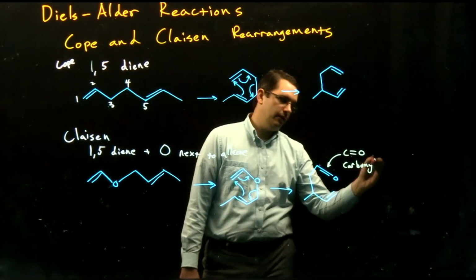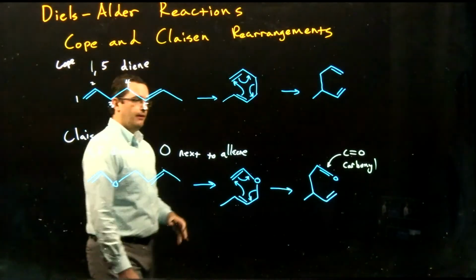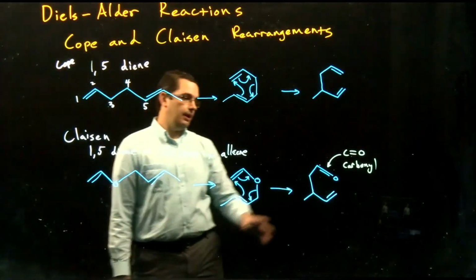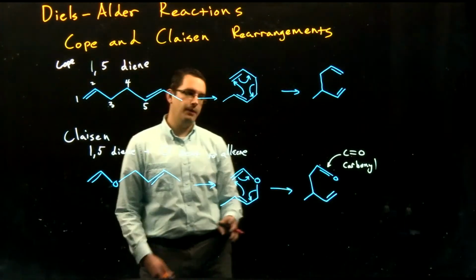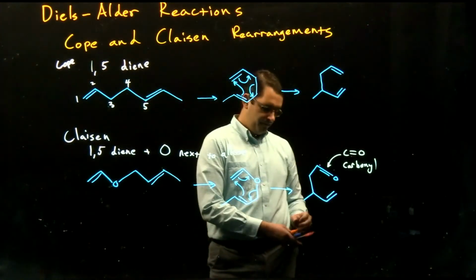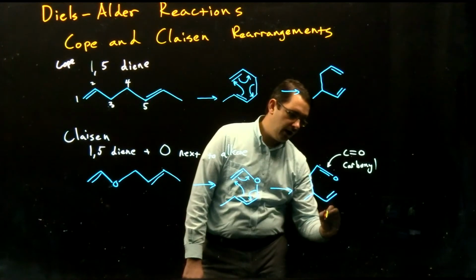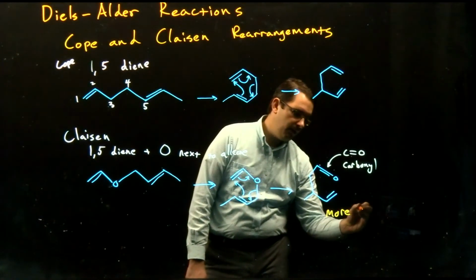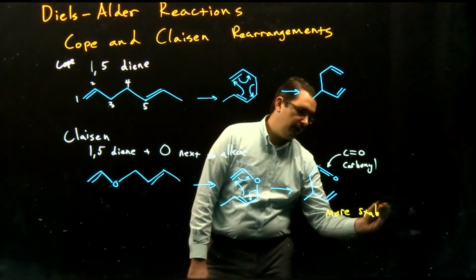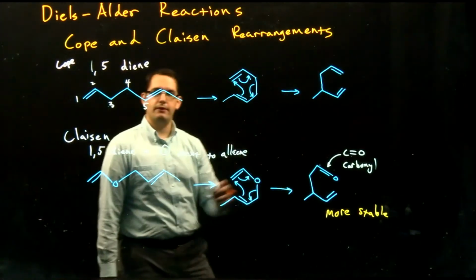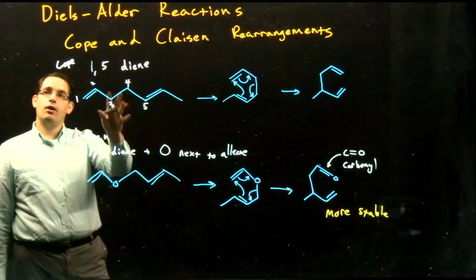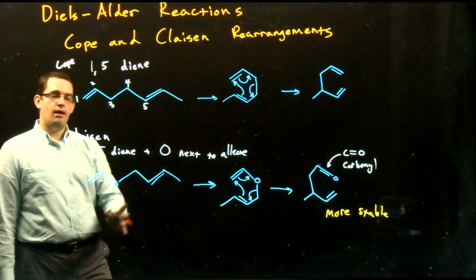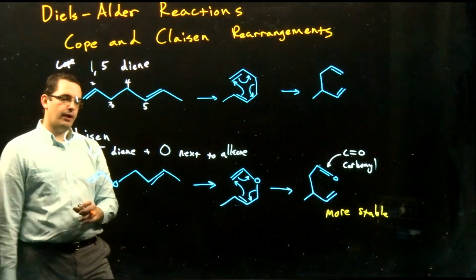So this is known as a carbonyl functional group. We'll talk about these more in organic chemistry too. And this carbon-oxygen bond is quite stable, and so that means that our Claisen rearrangement product is favored overall, right? Because we produce this stable carbon-oxygen double bond. So while our Cope rearrangement is relatively rare, our Claisen rearrangement is actually quite common.